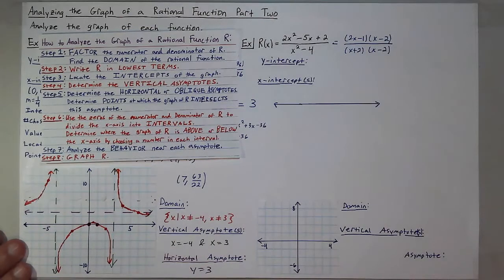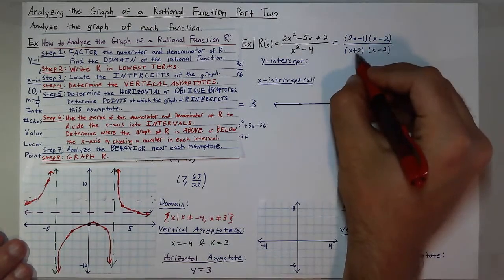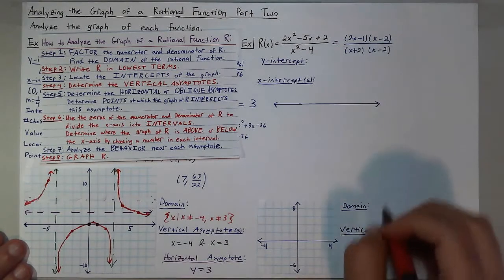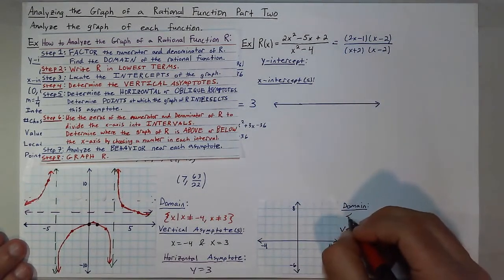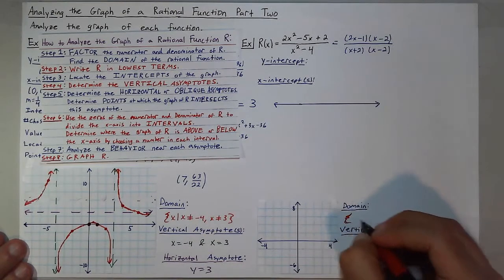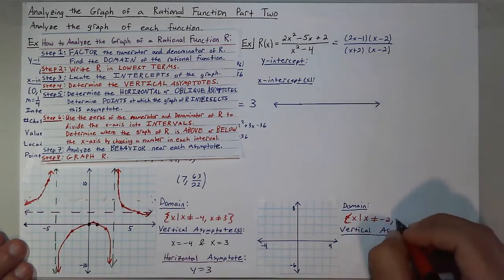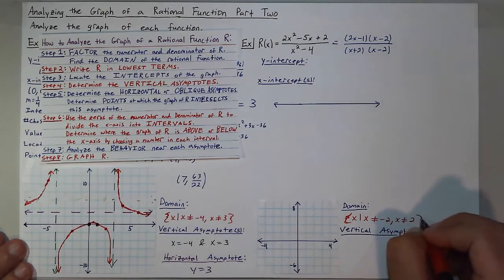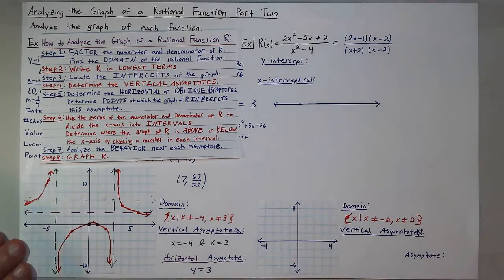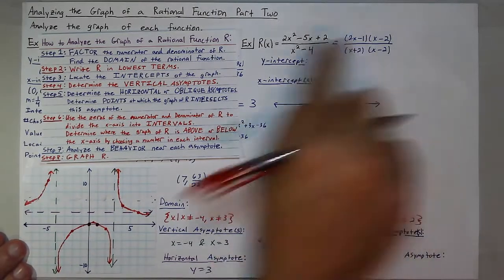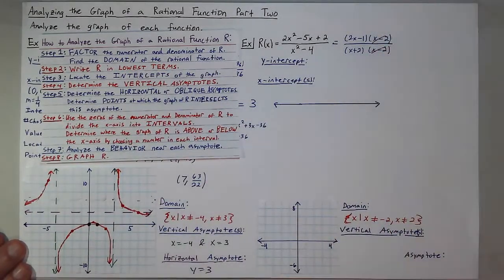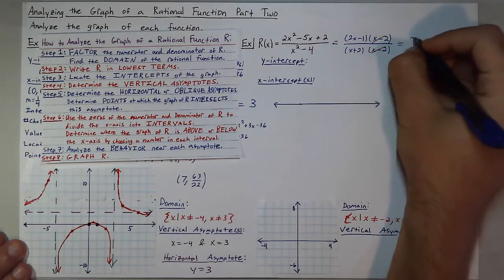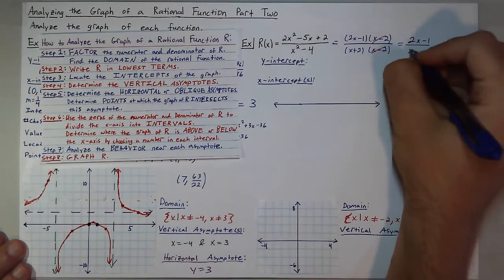So my domain is going to exclude negative 2 and 2, since that would make my function undefined. Negative 2 because of x plus 2, positive 2 because of x minus 2. So my domain will be all real numbers x, such that x does not equal negative 2 or positive 2. Now I'll put this into lowest terms. I actually have a factor that can cancel, so I'm going to get rid of that factor, and I'll be left with 2x minus 1 over x plus 2.